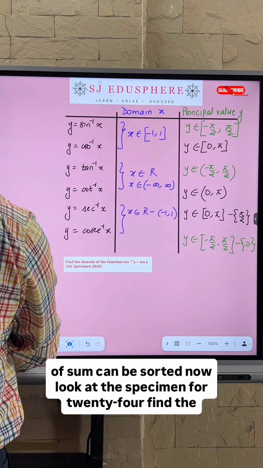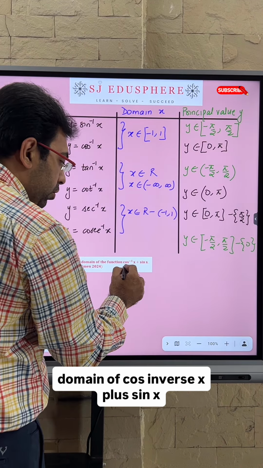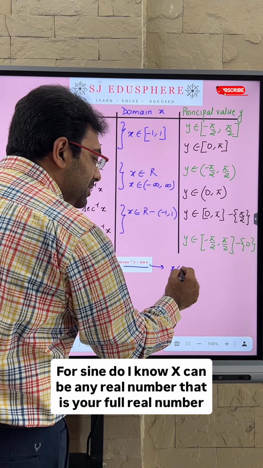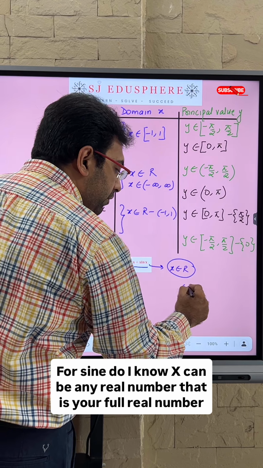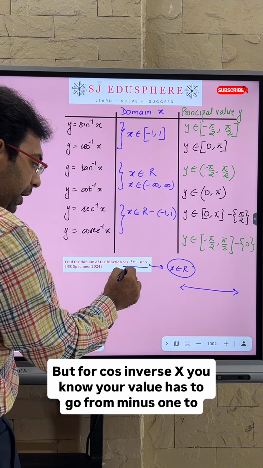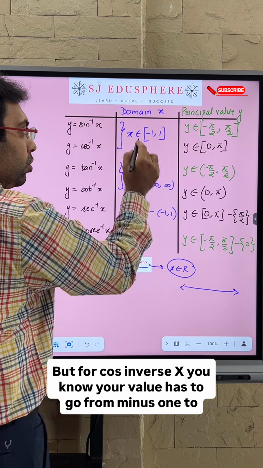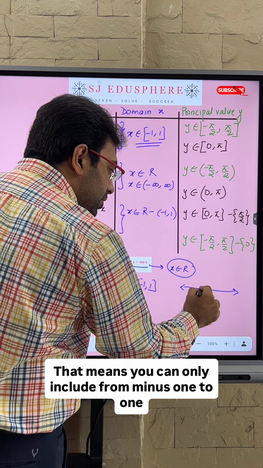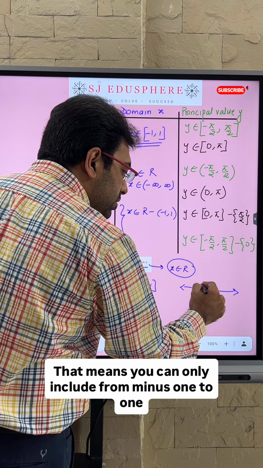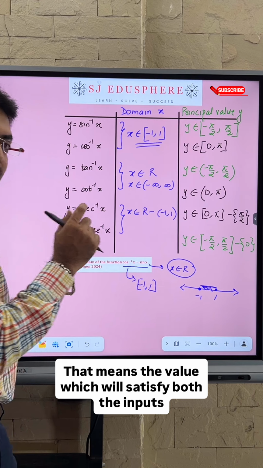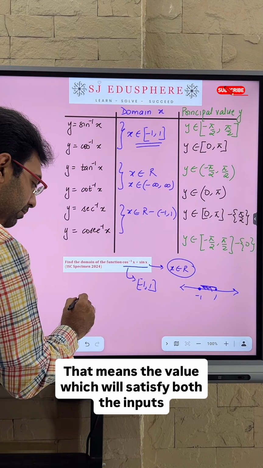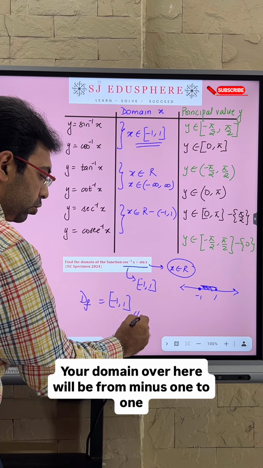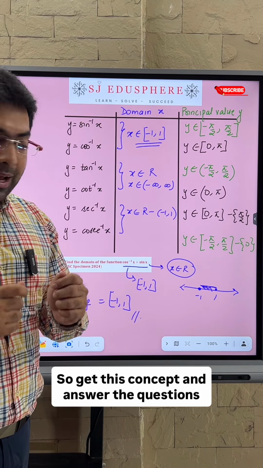Now look at the specimen for 24. Find the domain of cos inverse x plus sin x. For sine, do I know x can be any real number? That is your full real number line. But for cos inverse x, you know your value has to go from -1 to 1. That means you can only include from -1 to 1. That means the value which will satisfy both the inputs, your domain over here will be from -1 to 1. So get this concept and answer the questions.